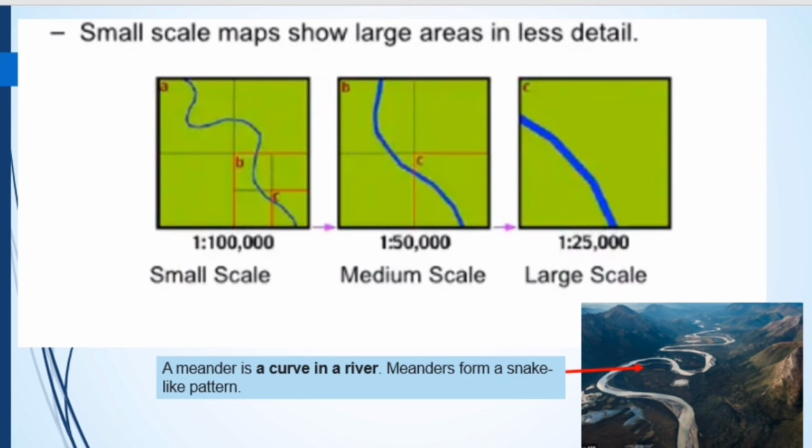In this map, they have used a 1 to 50,000 scale, which is a medium scale. By looking at this map, will you be able to identify it as a meander? You can identify only the curve of the river. In the third map, they have used a 1 to 25,000 scale, which is a large scale. By looking at this map, will you be able to identify it as a meander? No. You can only identify it as a river which flew on land.